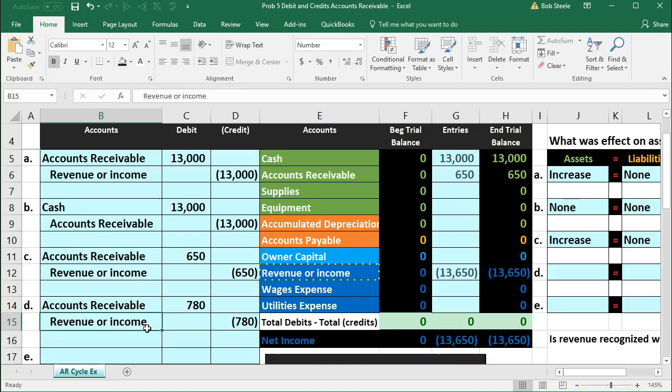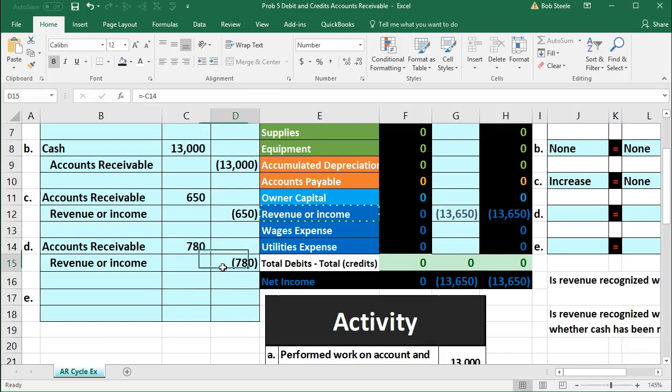Now, we already know that we were going to credit revenue because we debited the receivable, but let's think through it. Revenue has a normal credit balance. Revenue only goes up. Net income goes up and down. However, revenue only goes up, and therefore we will increase revenue by doing the same thing to it. That same thing is a credit.